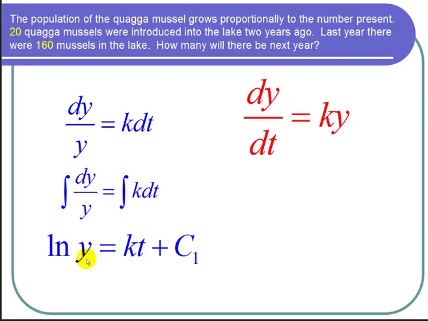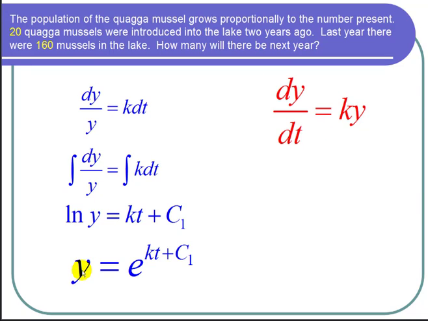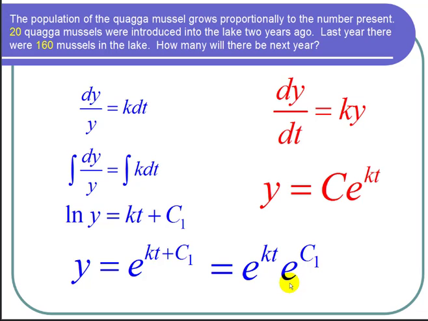So now let's solve for y. If we exponentiate both sides with base e, we get y equals e to the kt plus c1. I can use the exponential rule that says I can break up an addition and write this as e to the kt times e to the c1. Now if c1 is a constant, e to the c1 is also a constant. I'll call that c. And there's my population growth model: y equals ce to the kt.